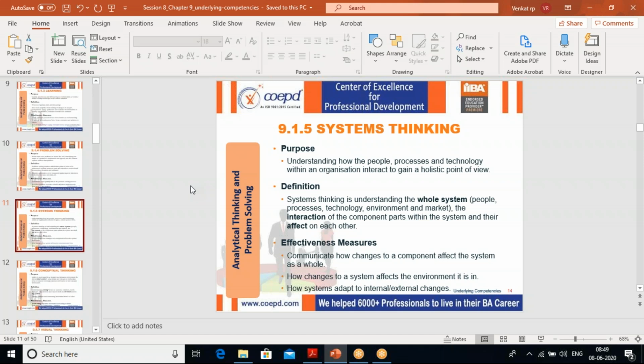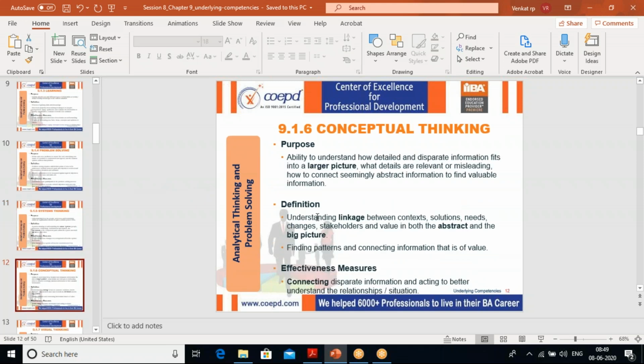It is a combination of people, process and technology together. How this particular work can be done, you need to understand it. That is systems thinking. It is a combination of everything there. And then we have conceptual thinking.